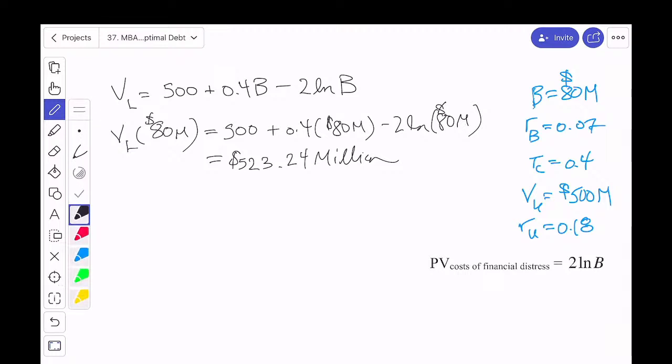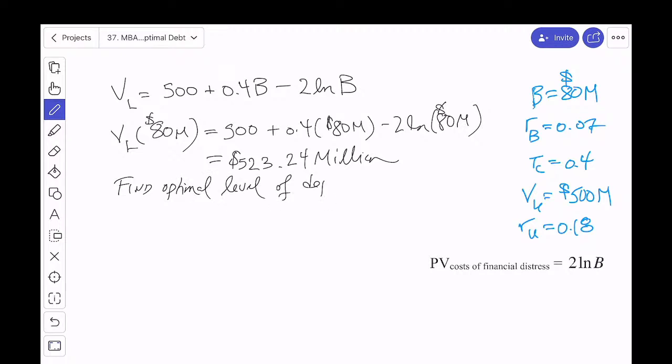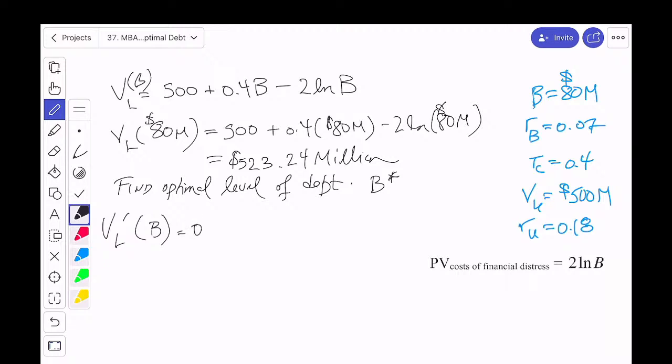Now, we want to find the optimum. We want to find B star, the optimal level of debt. So what we do is we take the first derivative of the function. Okay, so I treat this like a function. This is going to be the same as before. The derivative of a constant is just a flat line. The slope is 0, so that's 0. The derivative of a line is just its slope.